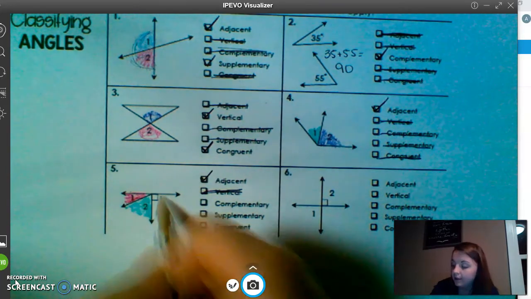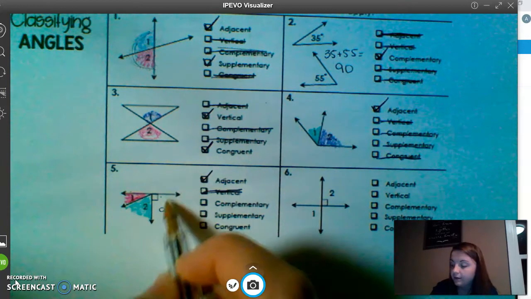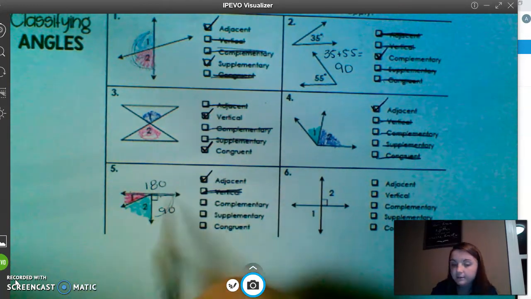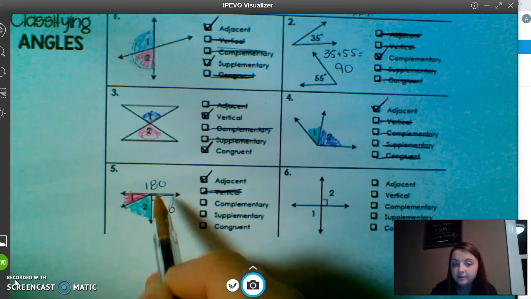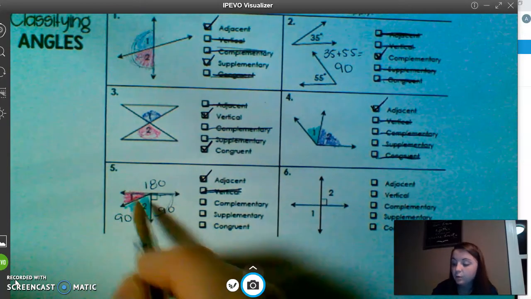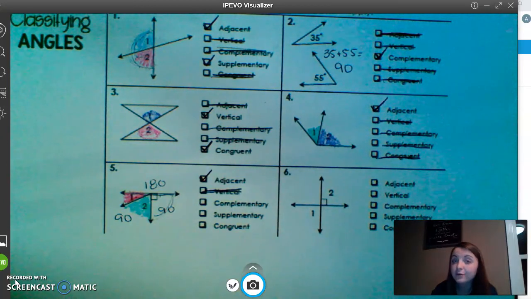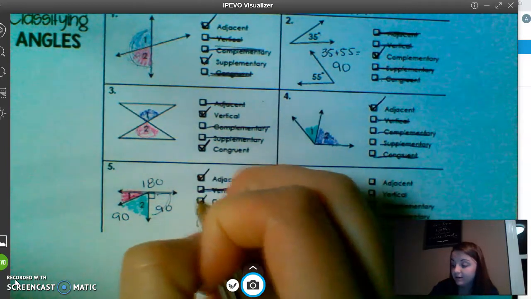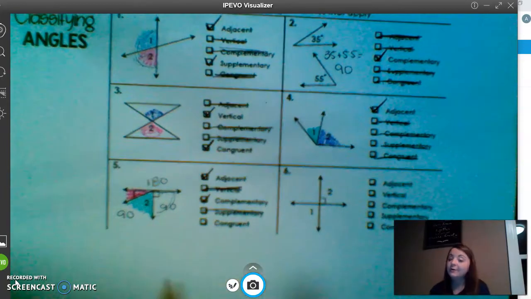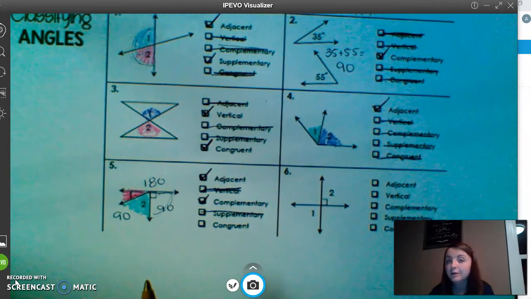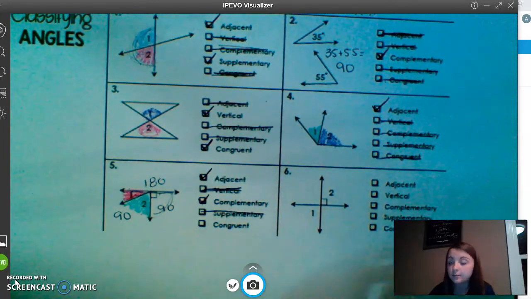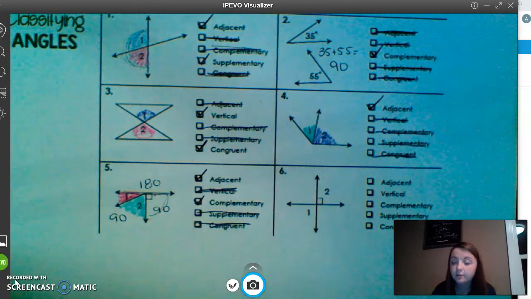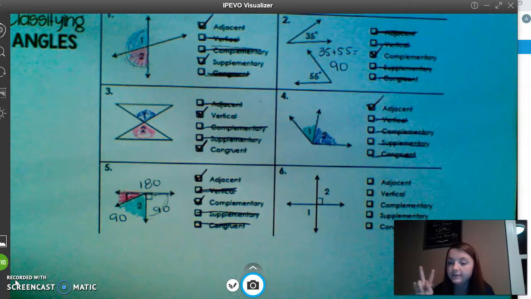So remember, 90 degrees is a right angle. This whole thing is 180. Well, if this side's 90, whole thing's 180, this side has to be 90. So 1 and 2 are indeed complementary because they do make 90 degrees. They're not supplementary. I don't know if they're congruent or not because they're not shown and they're not vertical, so I can't assume it. So these angles right here are adjacent and complementary. That's the two classifications they get.